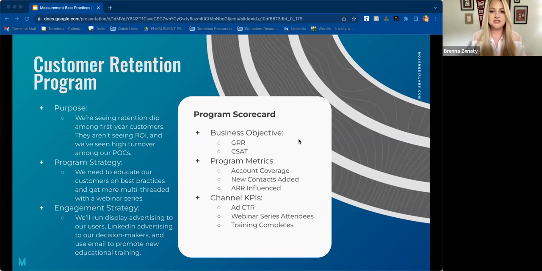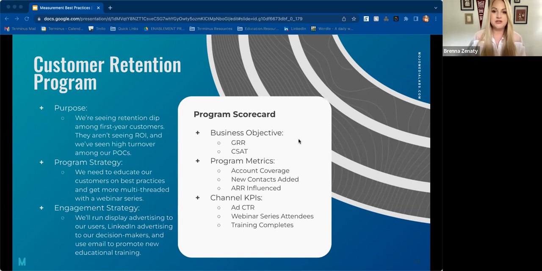We need to educate our customers on best practices, help them see ROI, but also get more multi-threaded in these accounts, so that when we do lose a potential power user or our main point of contact, we're not in the dark on who we should be engaging with to keep the relationship strong.